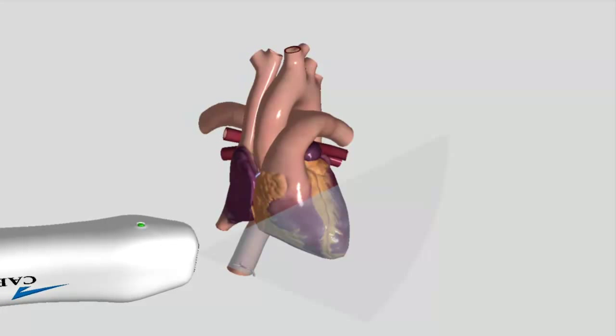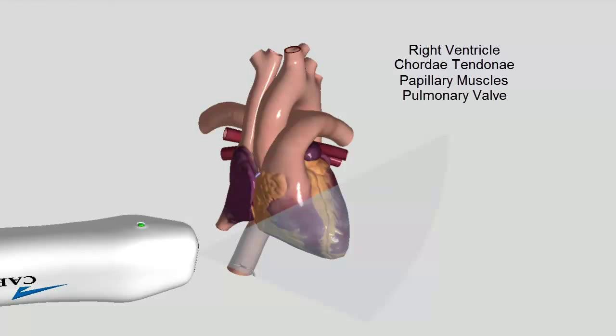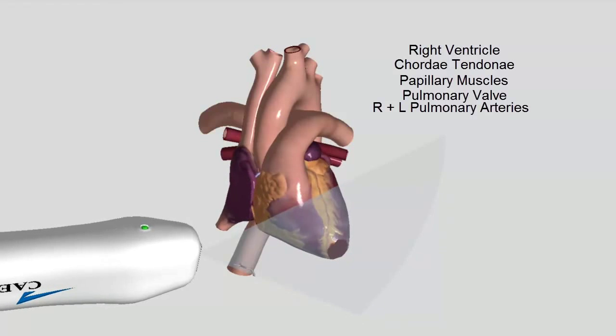Now we're going to take a look at the rest of the right-sided features, starting back with the right atrium. The features we're going to examine here are the right ventricle, the chordae tendineae and the papillary muscles, the pulmonary or pulmonic valve, and then the pulmonary arteries. I'm going to play a few frames here.